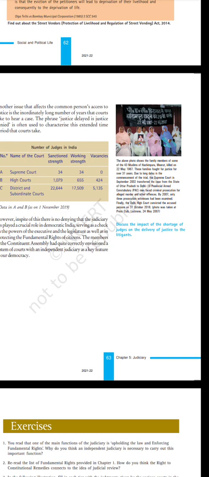19 Provincial Armed Constabulary (PAC) men faced criminal prosecution for alleged murder and other offences. By 2007, only 3 prosecution witnesses had been examined. Finally, the Delhi High Court convicted the accused persons on 31st October 2018. Photo was taken at Press Club, Lucknow, 24 May 2007. Discuss the impact of the shortage of judges on the delivery of justice to the litigants.